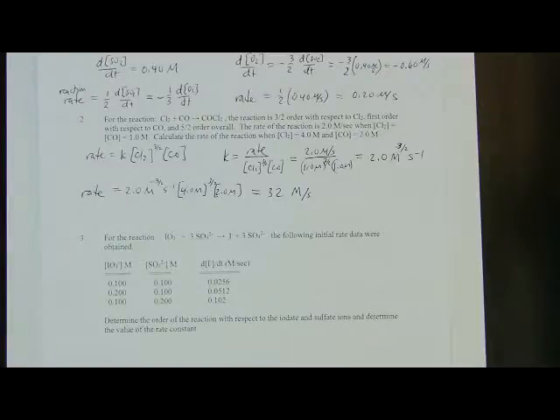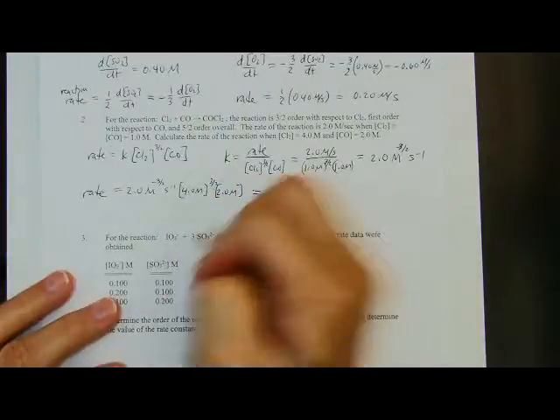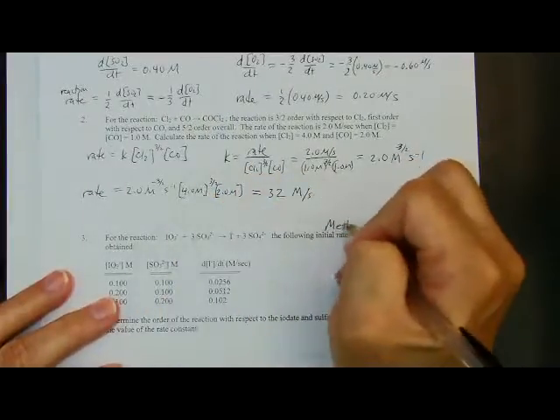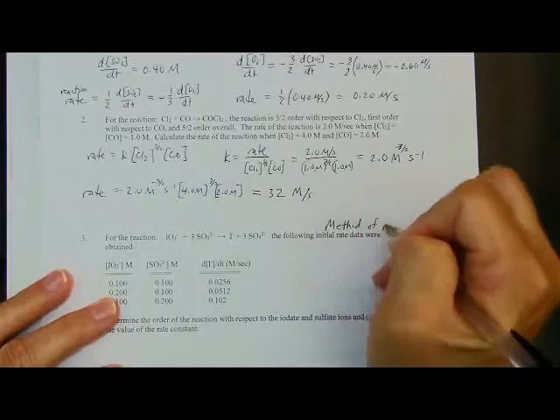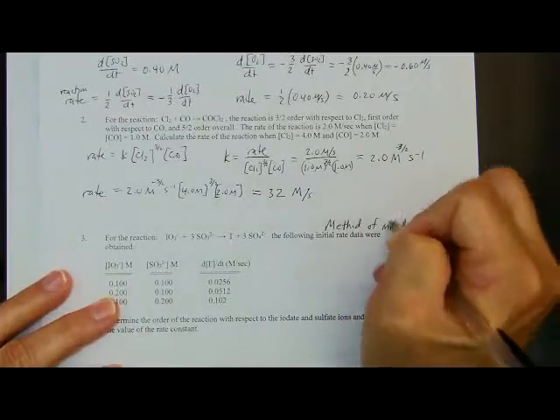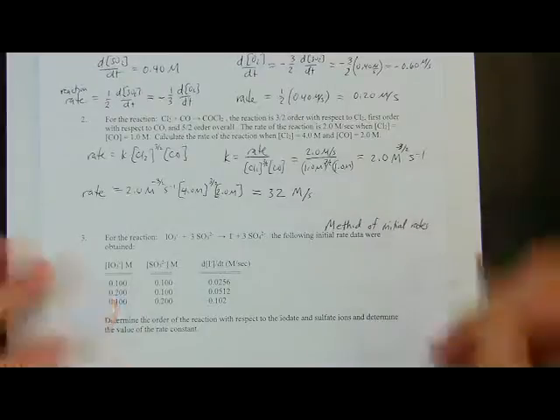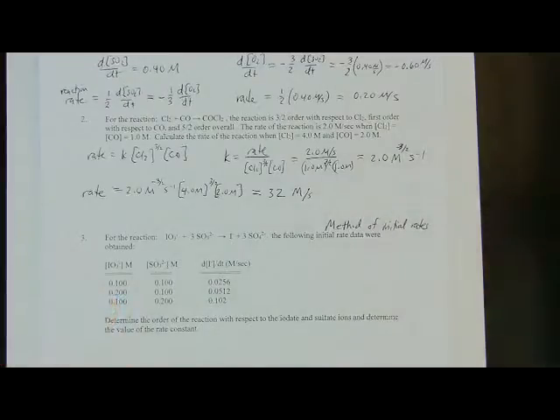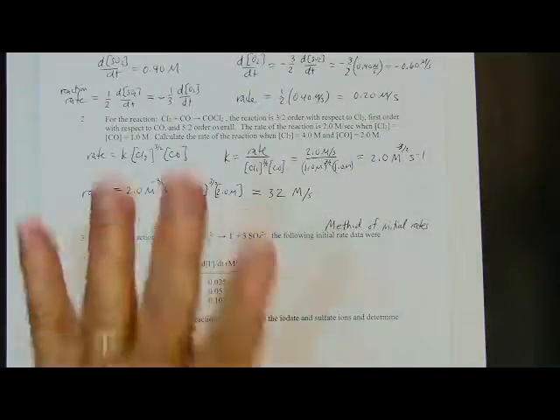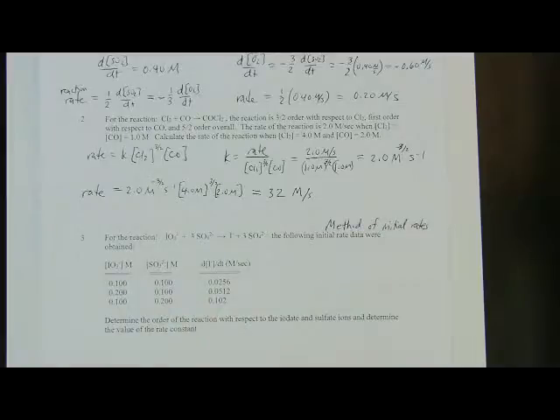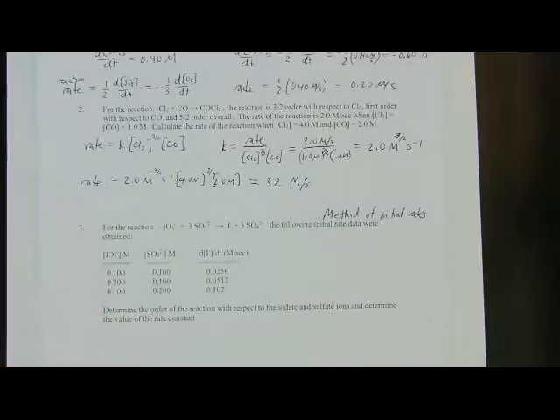One of the ways is called the method of initial rates. That's not the only way of doing it. It is one way to do it. And you are going to use this method to determine the order of one of your reactants in 2 weeks. When you go into the lab, you will change the concentration of something and see how that affects the rate. And that's what we do here.